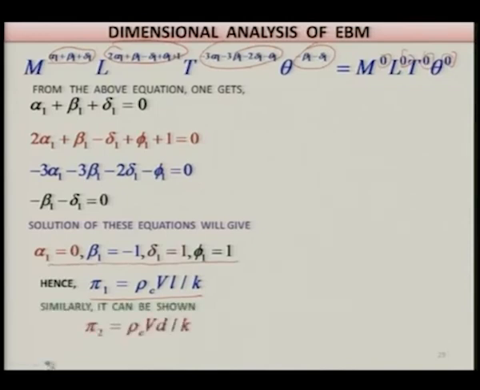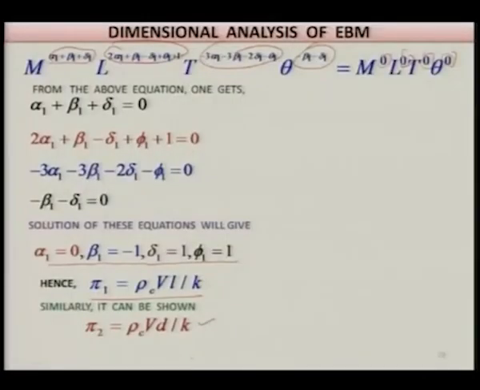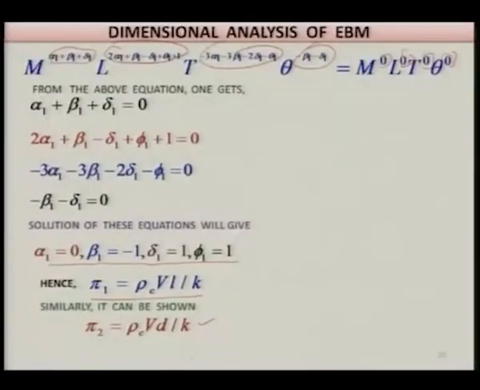Similarly, you can follow exactly the same procedure for solving for pi 2. Again you will have 4 equations and 4 variables; evaluate the values of all the 4 variables, that is alpha 2, beta 2, delta 2, phi 2. Substitute these values in the second equation in the earlier slide and you will get pi 2 is equal to rho c v d over k. In the same way for pi 3, you will get k square theta divided by p rho c v.